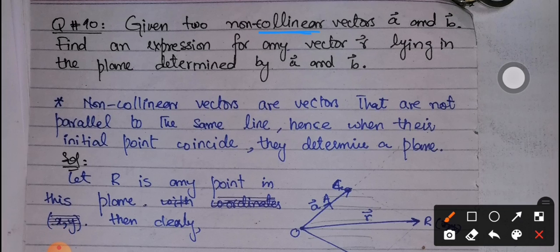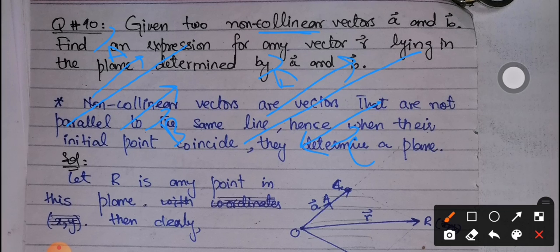Any two vectors that are parallel to the same line are named as collinear vectors. For example, this is my line and this is the vector a and here is the vector b. You can see clearly that a and b are parallel to the same line, so these are collinear vectors. On the other side, if this is my vector a and here is the vector c, then again the two vectors are parallel to the same line, so these are collinear vectors. So in simple words, whenever two vectors are parallel or anti-parallel, they are named as collinear vectors.